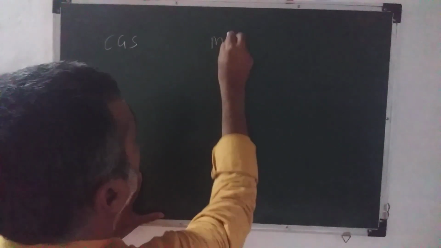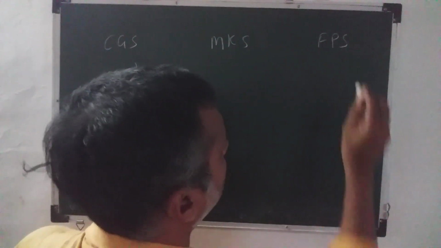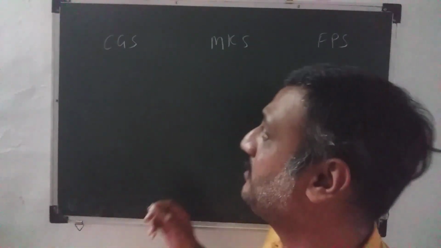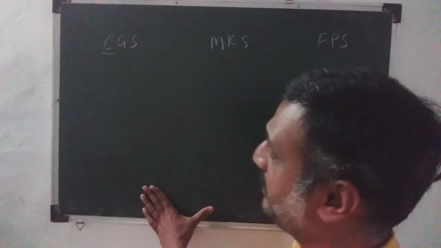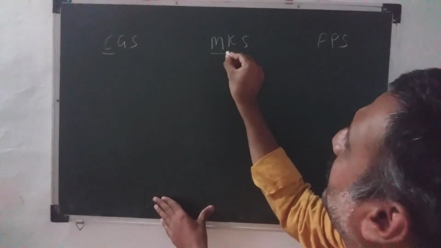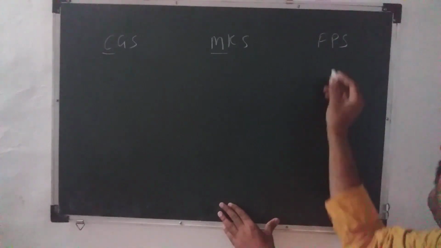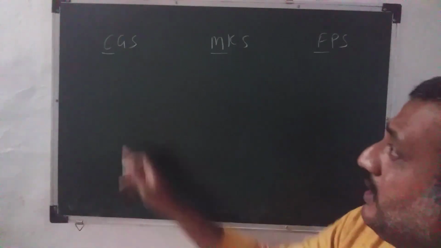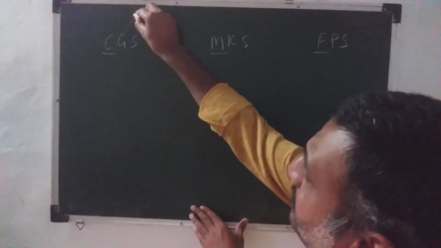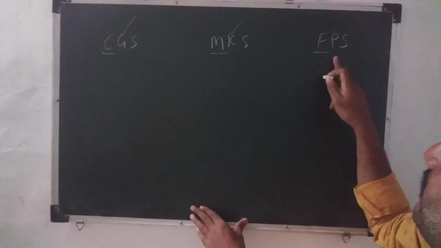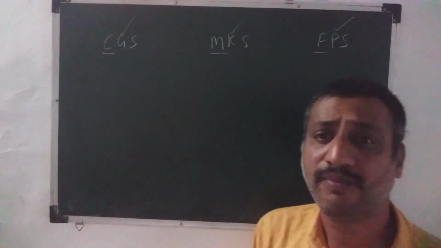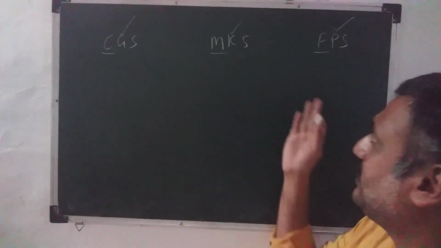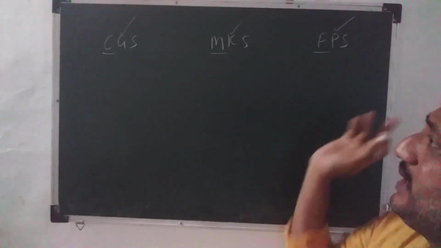Now let's see, earlier there were CGS, MKS, FPS systems. In the CGS system, length is measured in centimeter. In MKS, length is measured in meter. In FPS, length is measured in feet or foot, whatever you may say. Then mass is measured in gram here, and in kilogram here. In the FPS system, mass is measured in pound. And in all these systems, time is measured in second.